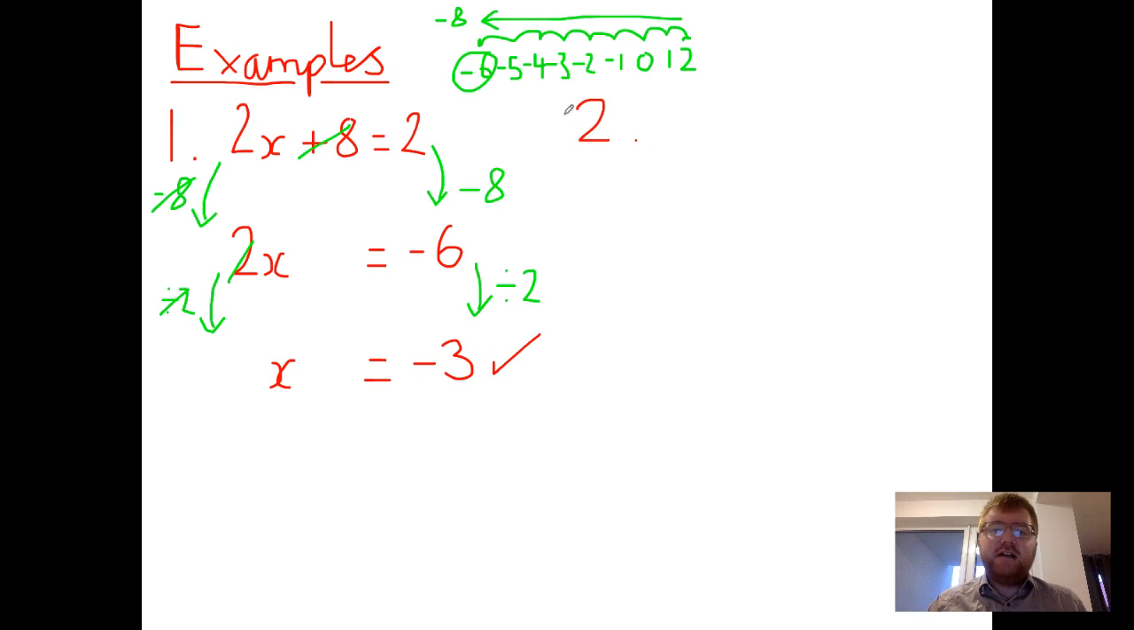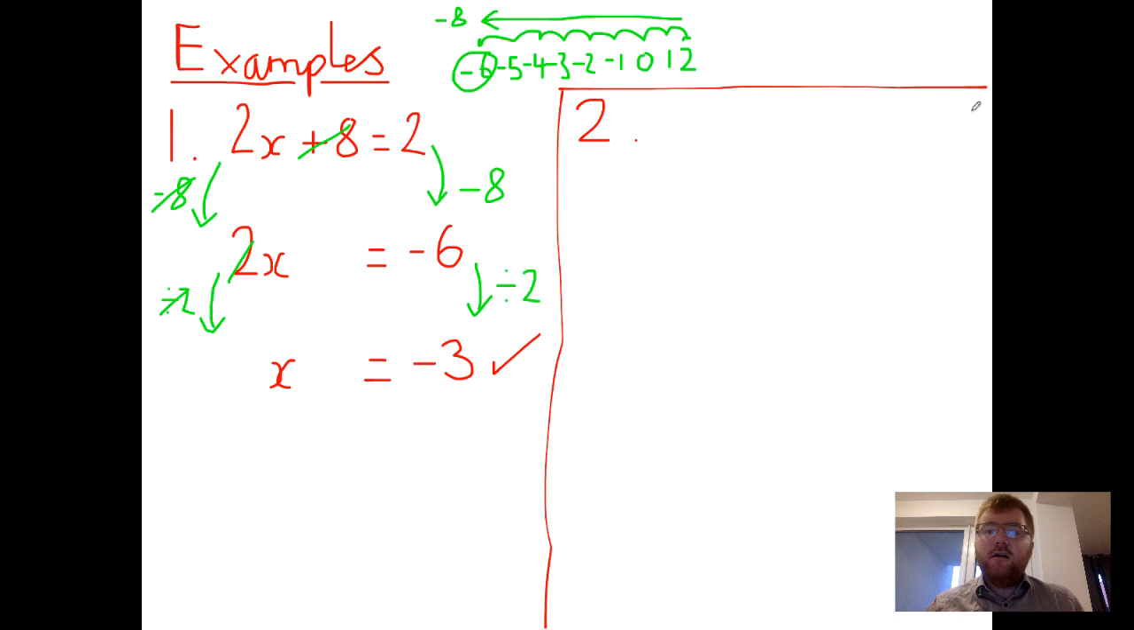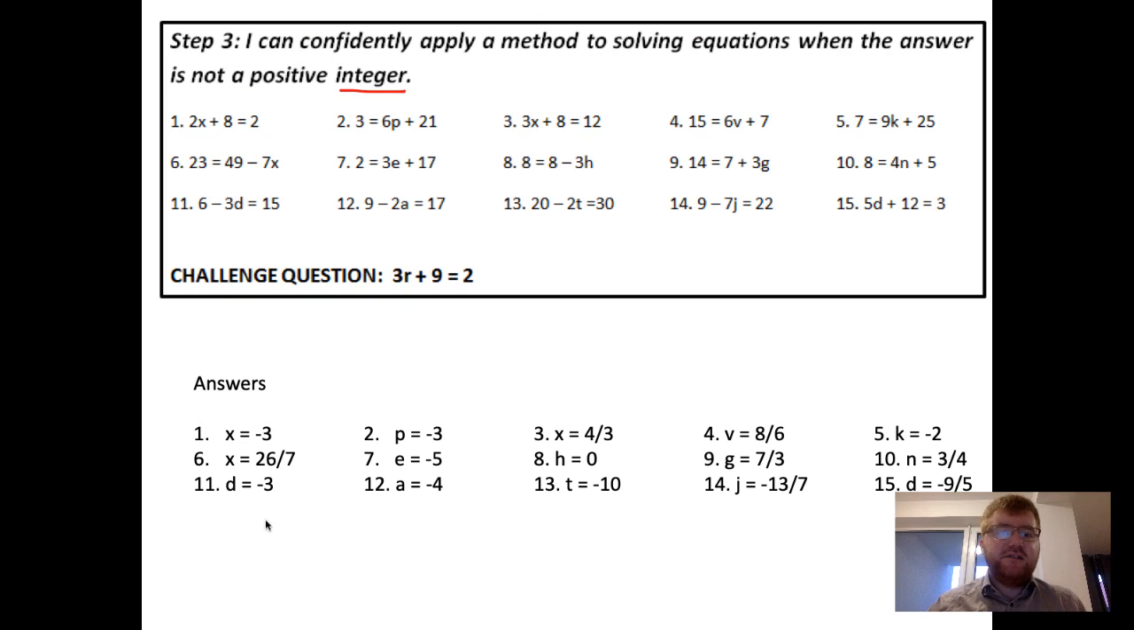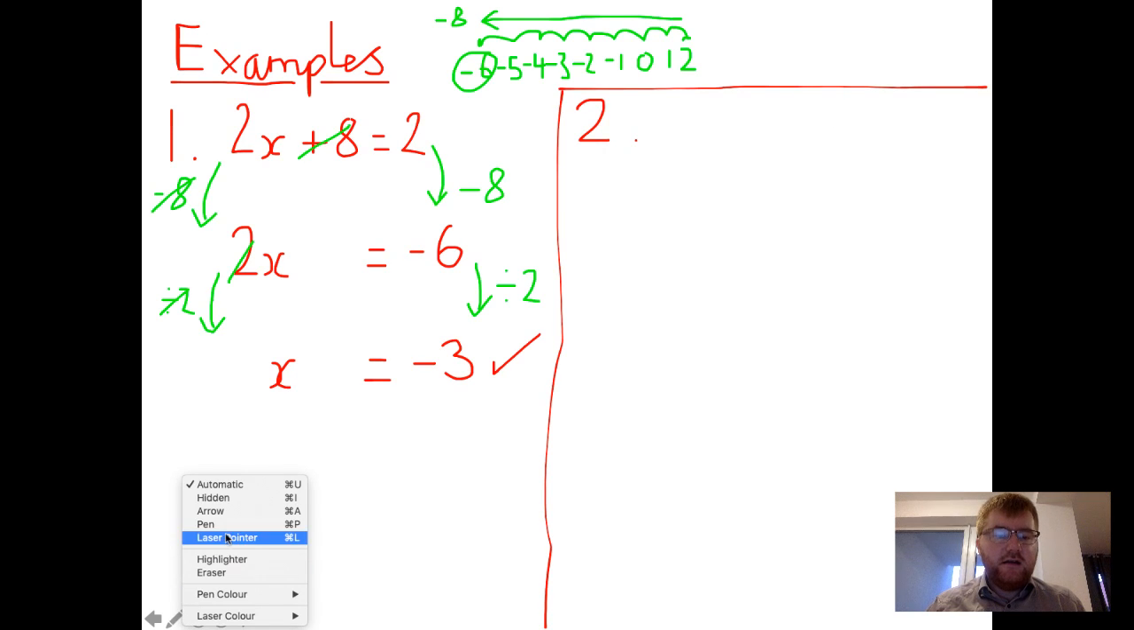Okay, and now let's look at example 2. So let me draw a nice clear line so you can see where example 2 is. And let's go back to what it is. So 3 equals 6p plus 21. Okay, so 3 is equal to 6p plus 21.